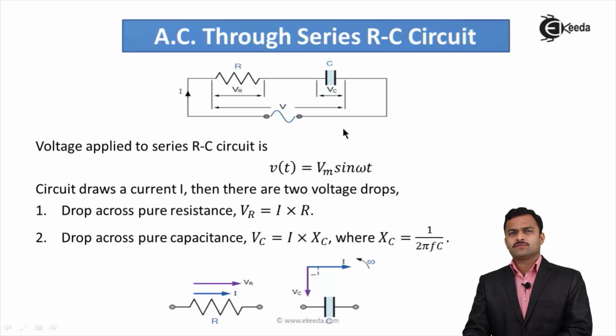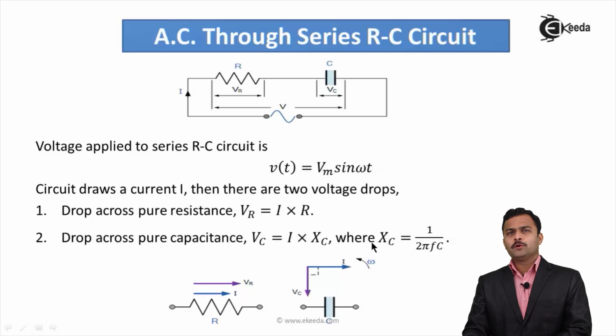This current I flowing through resistance R gives rise to a voltage drop across the resistance, VR equal to I into R. Being a series circuit, the same current I is going to flow through this capacitor C, giving rise to a voltage drop across the pure capacitance denoted as Vc equal to I into Xc, where Xc is the capacitive reactance given by 1 upon 2 pi fC.